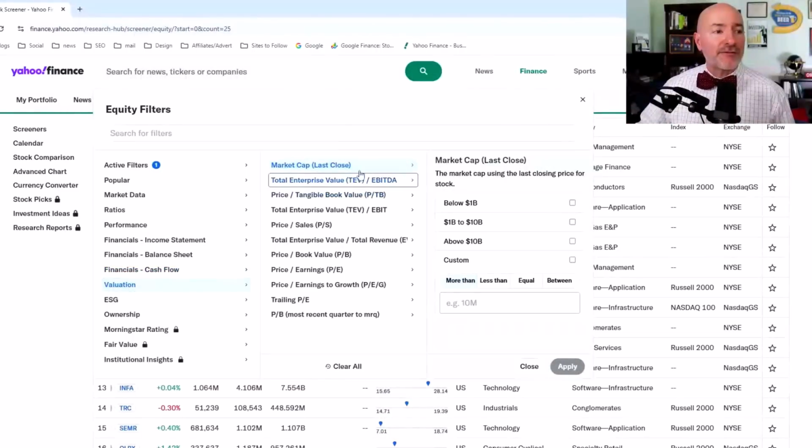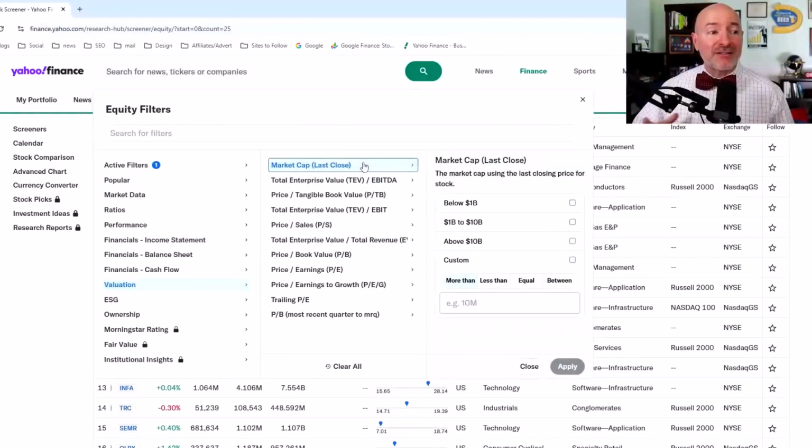Next here, we can filter for valuation. How pricey is this stock? I'm going to go into more detail on this in our next video, a whole video just exploring these valuation topics like price to earnings, price to book, price to sales values. But again, you need to adjust these for growth. So you're not just trying to find cheap stocks here, folks.